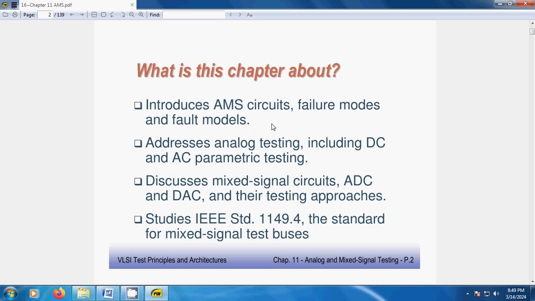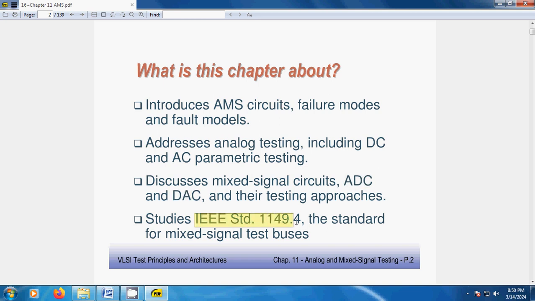Then we can discuss the various testing approaches that are available for analog to digital and digital to analog code converters. And at last I'll give you an overview of the IEEE standard that is available for testing these types of circuits.